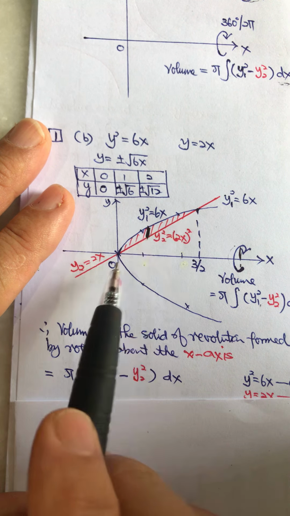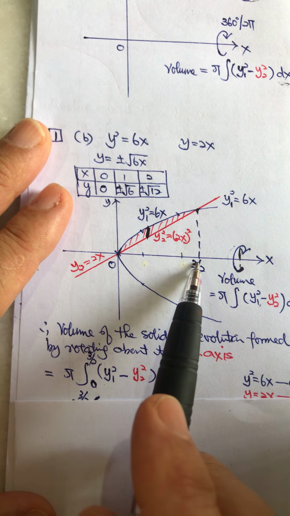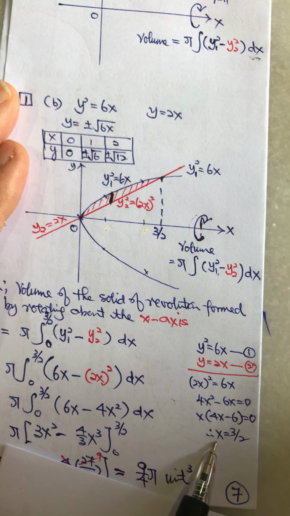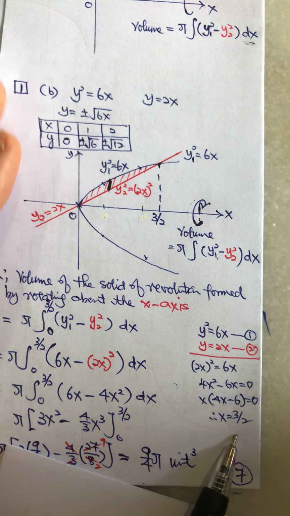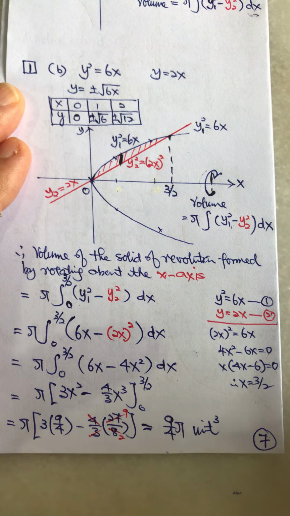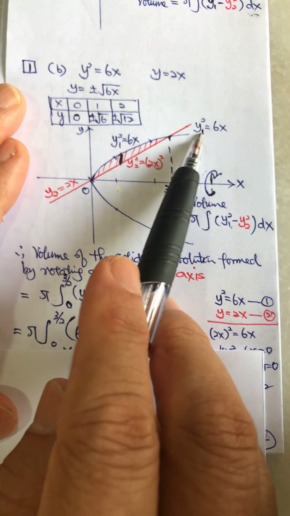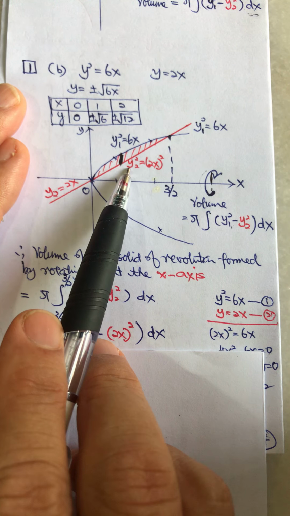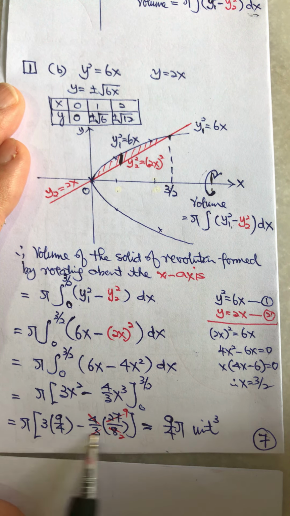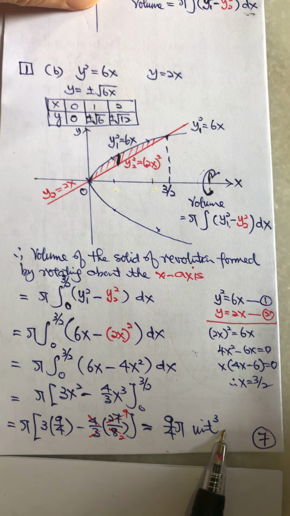Then you need to find the limits of integration. So this is 0, and this one you can find by solving the simultaneous equations. Then you get x equal to 3 over 2. Then you just put in here 0 to 3 upon 2. Then you substitute your y1 square, because your y1 square is 6x, and the y2 square you just square it. So you have this, and then you integrate, you substitute, then you get this answer. So that is how you find the volume.